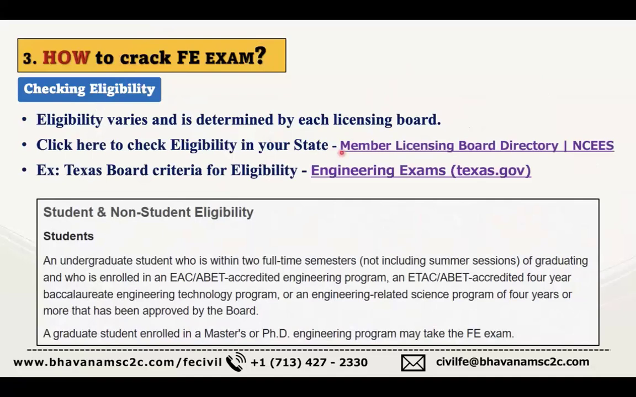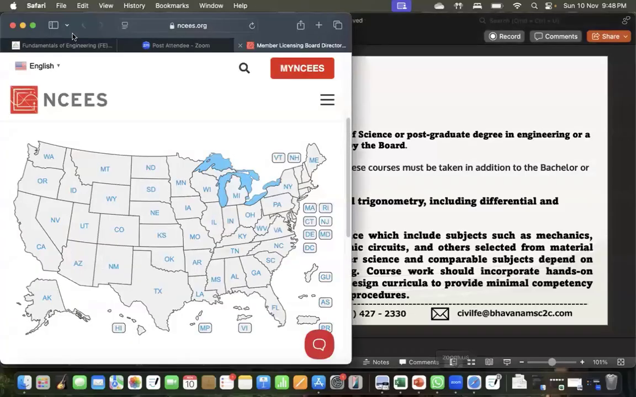So here, again, in this PPT, we have readily given all the links to check your eligibility. The state-wise eligibility varies slightly. So if you are in Chicago, there is a link there. Once you click it, you will get to that page. For example, can you see it now?